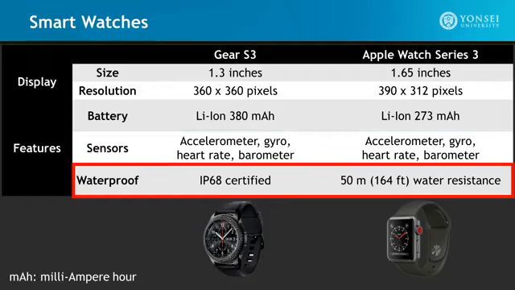Then waterproof. Like I said before, I will talk about the details of IP certified standards very soon, but as we go into the details here, for the Gear S3, it is IP68 certified. For the Apple Watch Series 3, it is 50 meter, that's about 164 feet, water resistant.